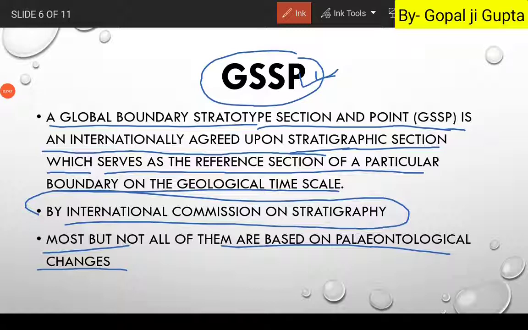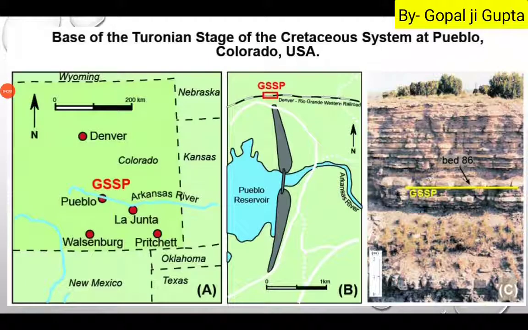So what we can say now is that a stratotype is a specific reference layer within a geological section. If this reference layer is correlated all over the world, we can call it a GSSP, or the Global Boundary Stratotype Section and Point. Now let us see examples.